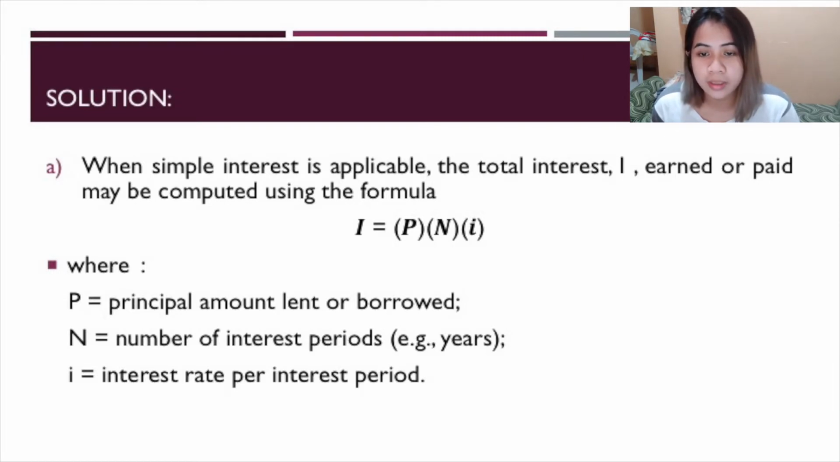The interest is said to be simple interest if the interest to be paid is directly proportional to the length of time the amount or principal is borrowed. The principal is the amount of money borrowed or invested. When simple interest is applicable, the total interest I, earned or paid, may be computed using the said formula, where P is the principal amount lent or borrowed, N is the number of interest periods or years, and i is the interest rate per interest period.